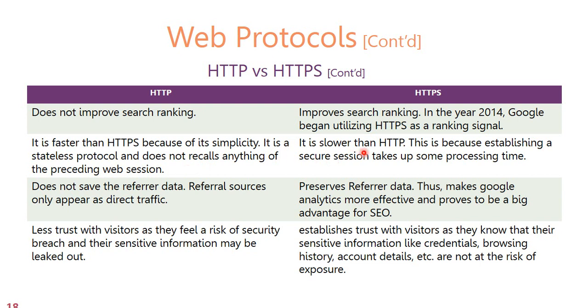HTTPS is slower than HTTP. This is because establishing a secure session takes up some processing time. HTTP does not save the referral data. Referral sources only appear as direct traffic. HTTPS preserves referral data, thus making Google Analytics more effective and proving to be a big advantage for SEO.